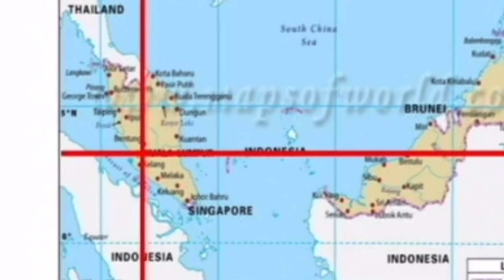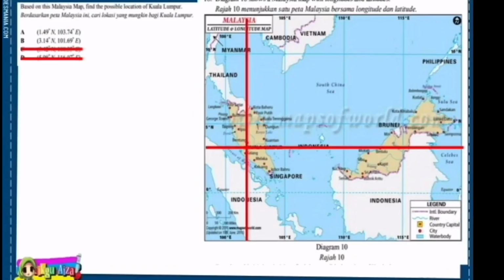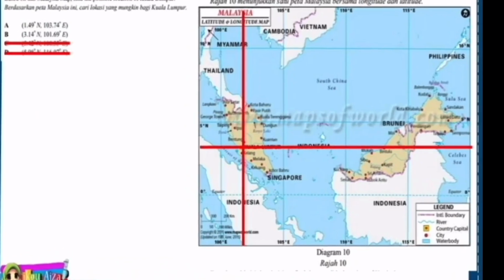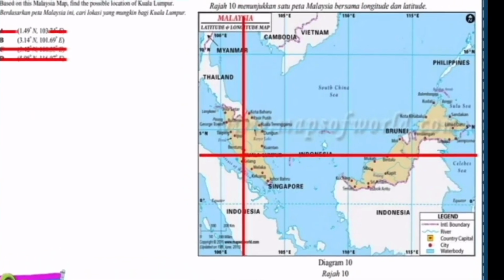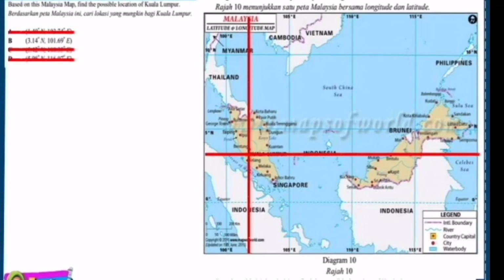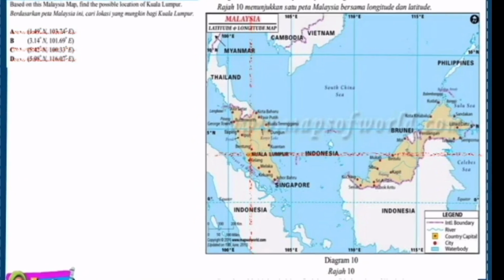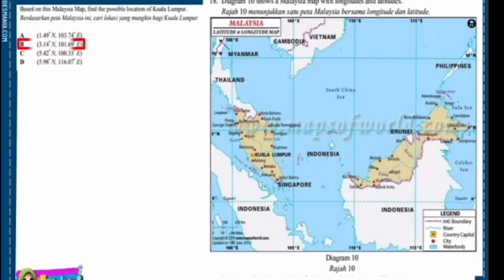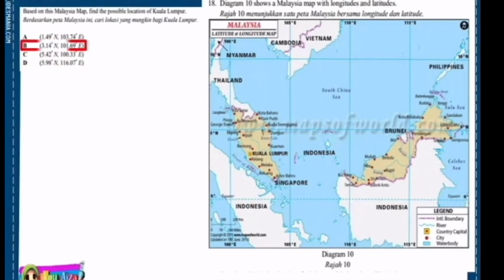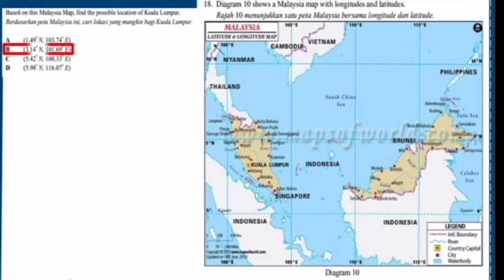It is 3.14 degrees north. Why? Because it's further from the 0 degree equator, right? 1.49 degrees north is quite close to the equator, but Kuala Lumpur is a bit further from the equator, right? So we'll choose 3.14 degrees north based on logic, right? The longitude is 101.69. It's quite close to the 100 degrees, right? 100 degrees east.